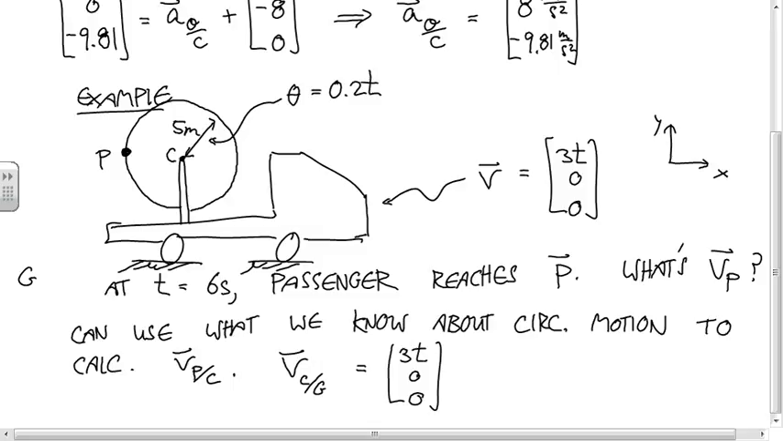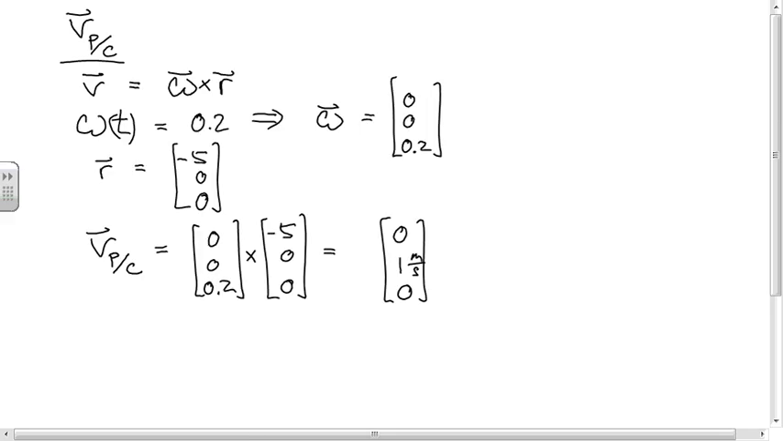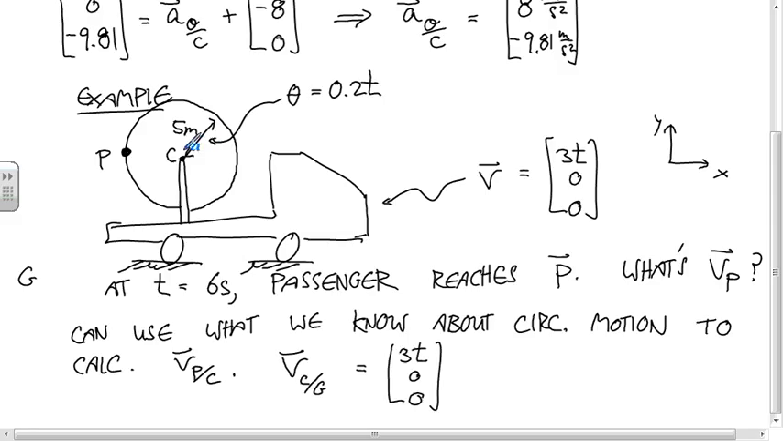Okay, so does it make sense that the velocity of the passenger, so now essentially what we're doing is we're ignoring the fact that the truck's moving for now. You can think of C as fixed. Does it make sense that the velocity would be downward? Yeah, because the omega was positive. That means counterclockwise. And the velocity vector has to be like that.